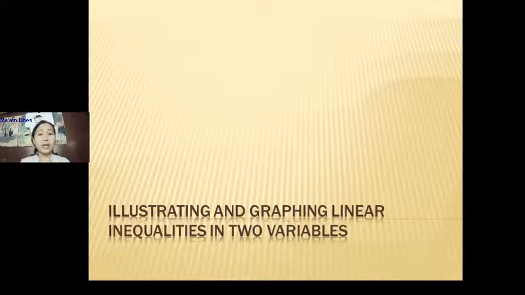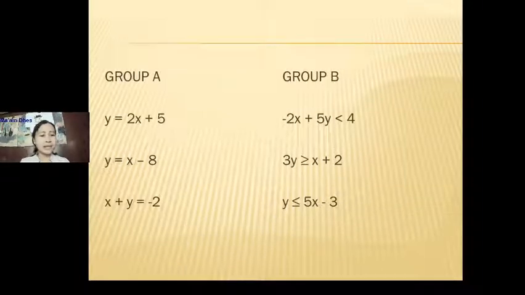Everyone! Today we're going to discuss illustrating and graphing linear inequalities in two variables. I have here two groups, group A and group B, and then we're going to name these groups. Okay, so let's take a look first at group A.